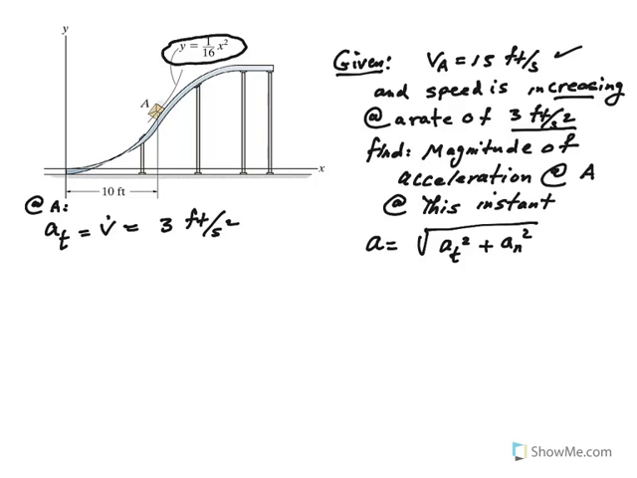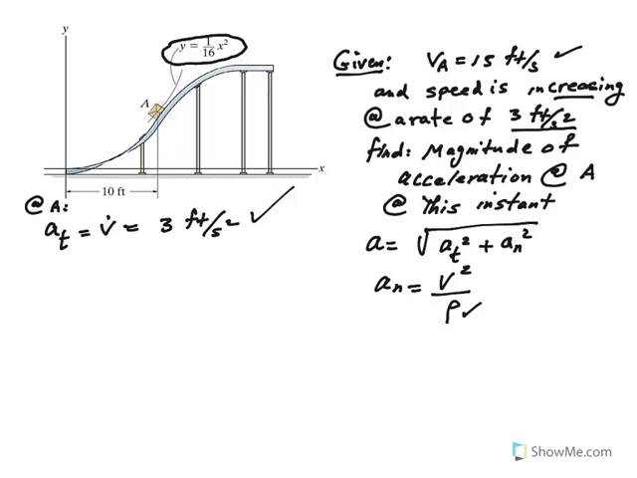Okay, so we already have a sub t at that instant. We have to find a sub n. A sub n is v squared over rho. We also know the velocity of the package or the particle at point A is 15 feet per second. The only question is, what is rho? So the whole point of this problem is determining rho. So what would be rho?